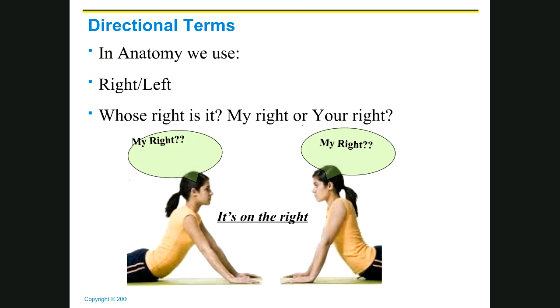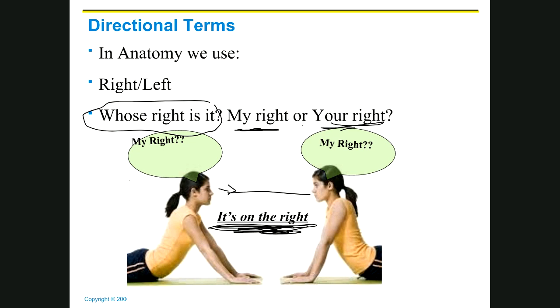Whose right is it? If I say it's on the right, am I talking about my right or am I talking about your right? Because look, they're looking straight at each other. And if they say it's on the right, it's very easy to confuse what they're saying. She's thinking this. Whereas she's thinking this.